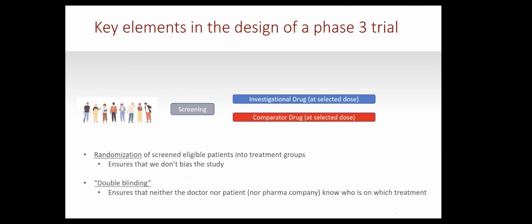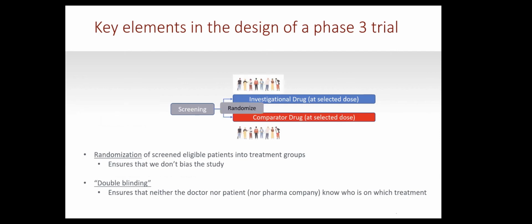Then another aspect of a trial is randomization. So in other words, we take our screened patients and then we randomize them to either receive an investigational drug or a comparator drug. So why do we randomize? Well, the purpose of this is to ensure that we don't bias the studies. There's no sort of favoritism over which treatment a patient is going to receive. And this is a really important aspect of a trial to ensure that we don't bias it and we can make a fair assessment.